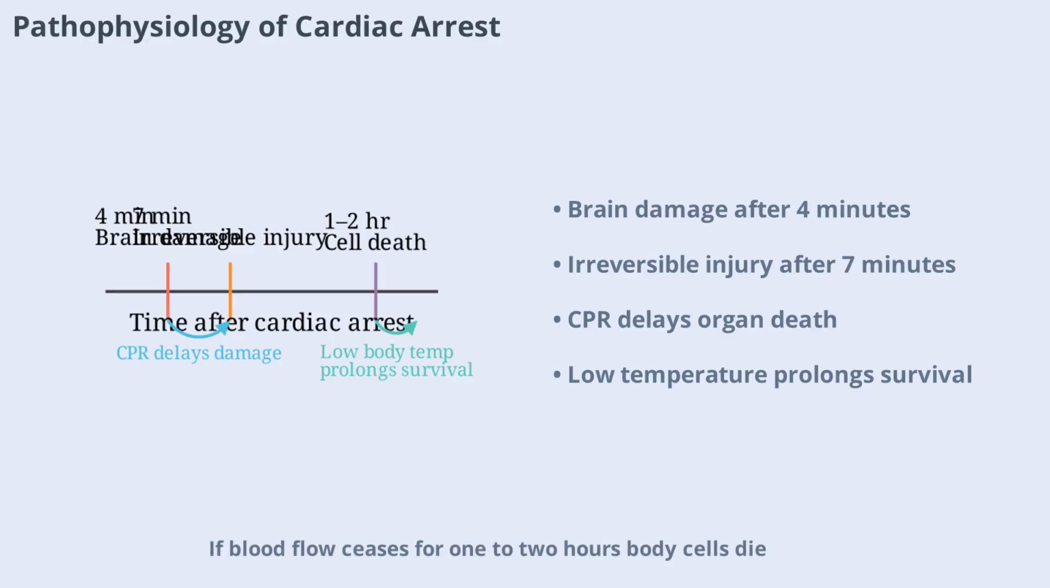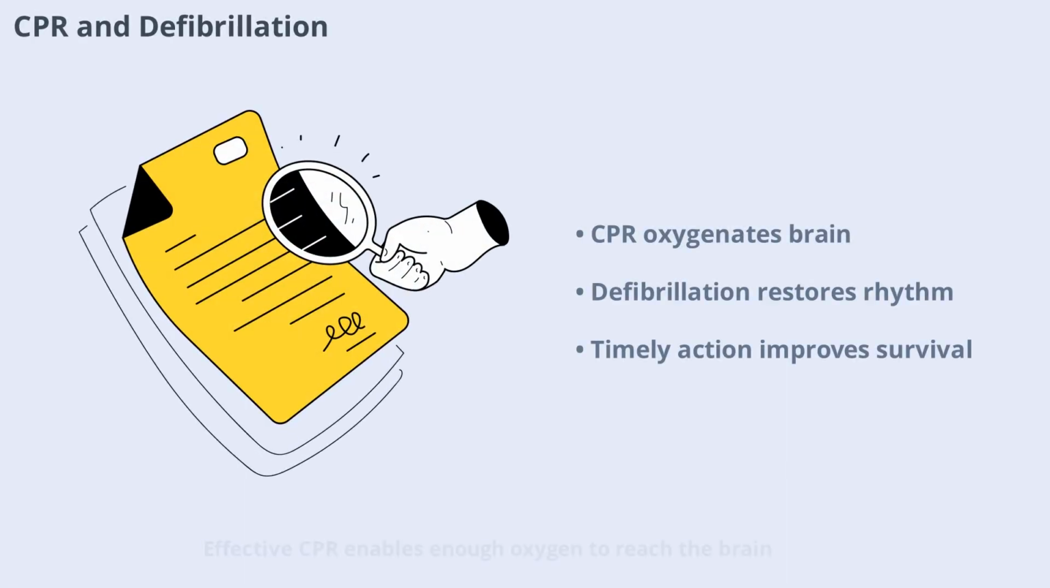If blood flow ceases for 1 to 2 hours, body cells die. CPR is most effective when performed within 7 minutes of blood flow stoppage. Low body temperatures, as seen in near drownings, can prolong brain survival. Effective CPR enables enough oxygen to reach the brain, delaying brainstem death and keeping the heart responsive to defibrillation attempts.